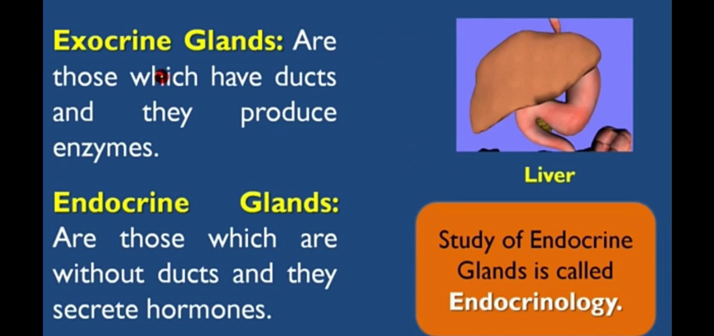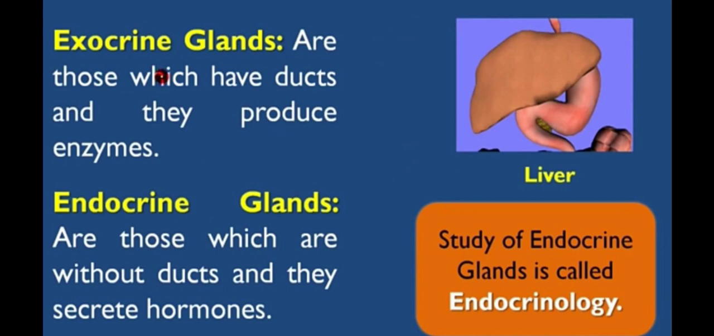First we will study about the basic glands, that is exocrine glands and endocrine glands. Exocrine glands are those which have ducts and they produce enzymes. And endocrine glands do not have ducts, they are without ducts and they secrete hormones.